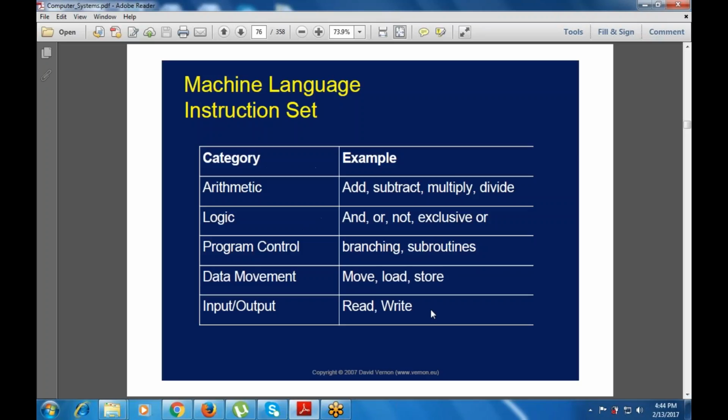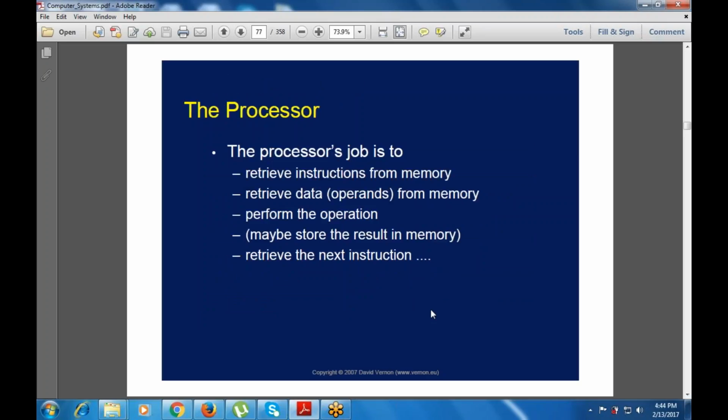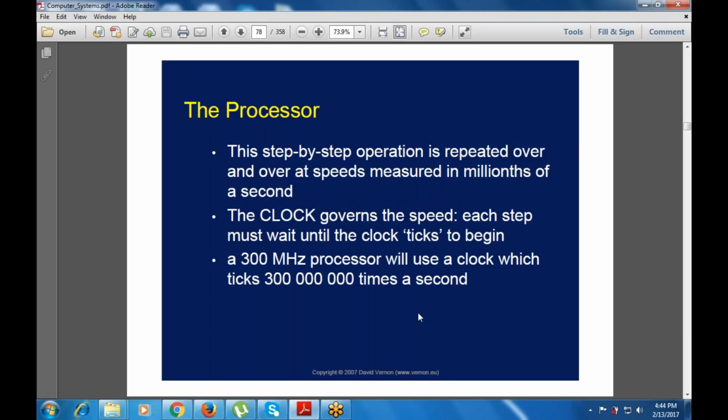And the processor's job is to retrieve the instruction from the memory, retrieve the data or operands from the memory, perform the operation, then it may store the result, or it may retrieve the next instruction. So whatever the scenario, this step-by-step operation is repeated over and over at a speed measured in millions per second.